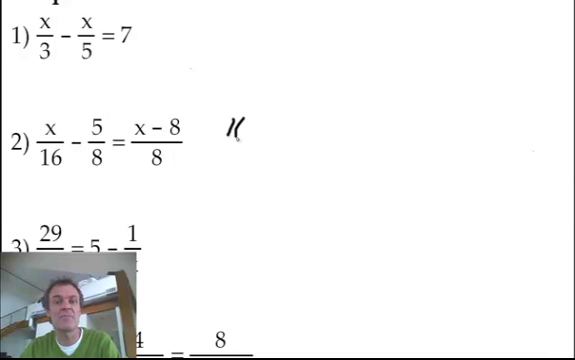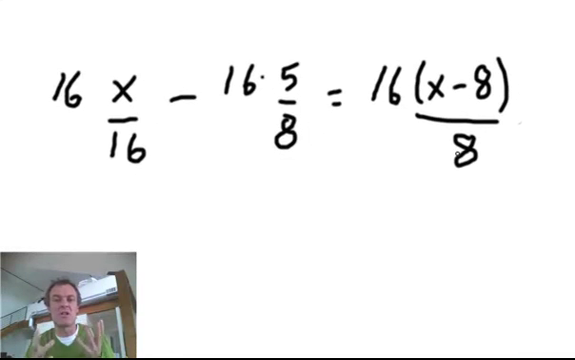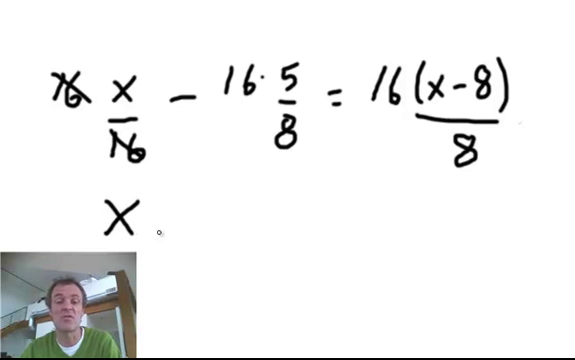So I'm going to multiply everything by 16. 16 is going to be multiplied by the x over 16. Minus, again, 16 is going to be multiplied by the 5 over 8. And that equals, again, 16 is multiplied by the x minus 8 all over 8. Okay, so there we go. There's the setup. I haven't really done anything yet, but just written 16 next to all 3 terms. All right? Right. Here we go. 16, 16. Straight away, cancel. It's gone. It leaves me with x. That was nice and straightforward.